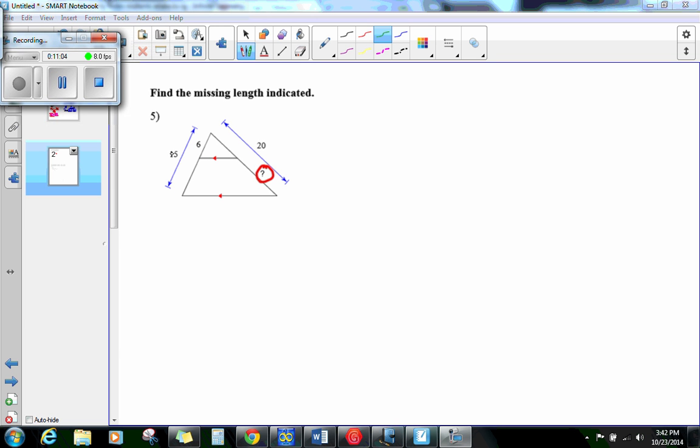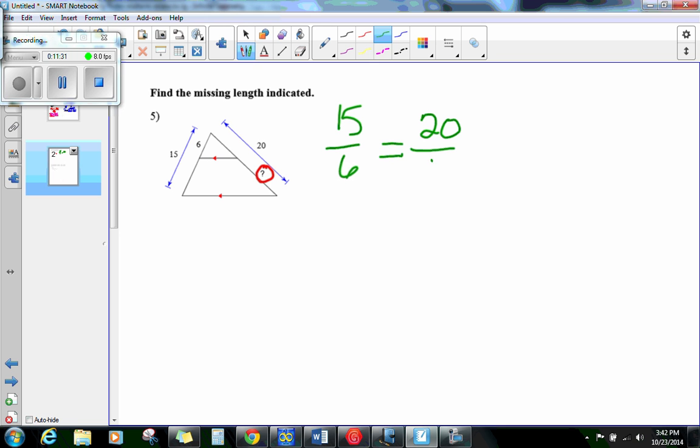So we have, in the big triangle, the left side is 15. In the small triangle, the left side is 6. Okay? Be consistent with your fractions. If you start with the big triangle for the first fraction, make sure on the next fraction you start with the big triangle. So what number will go on the top? 20. That's correct. The big triangle is 20. The small triangle at the top, we do not know, so we're going to put an X there.